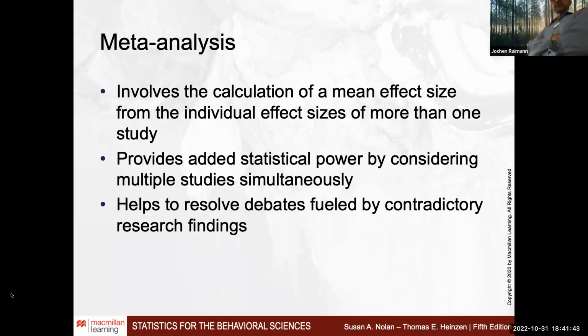So meta-analysis essentially involves the calculation of a mean effect size from the individual effect sizes of more than one study. In research, one of the major principles is that you always need to replicate your results, your studies. You cannot just make decisions on a large scale and extrapolate the findings from one study to the entire population by just having one study result. So you always need to replicate studies to essentially see whether the results are consistent.